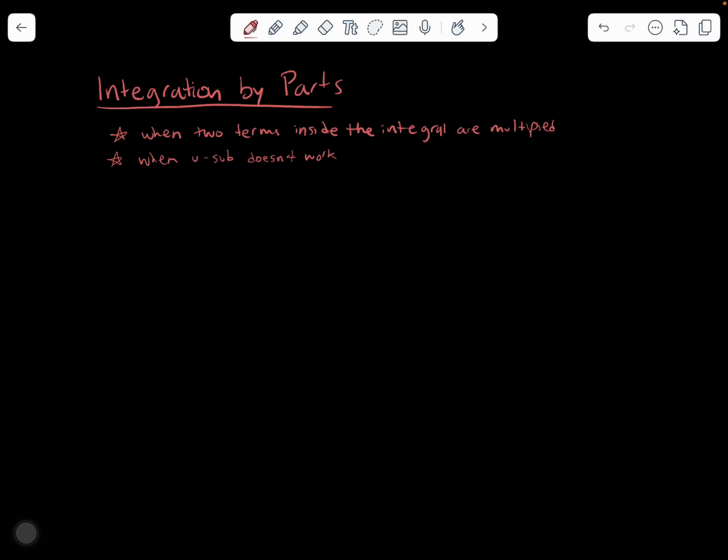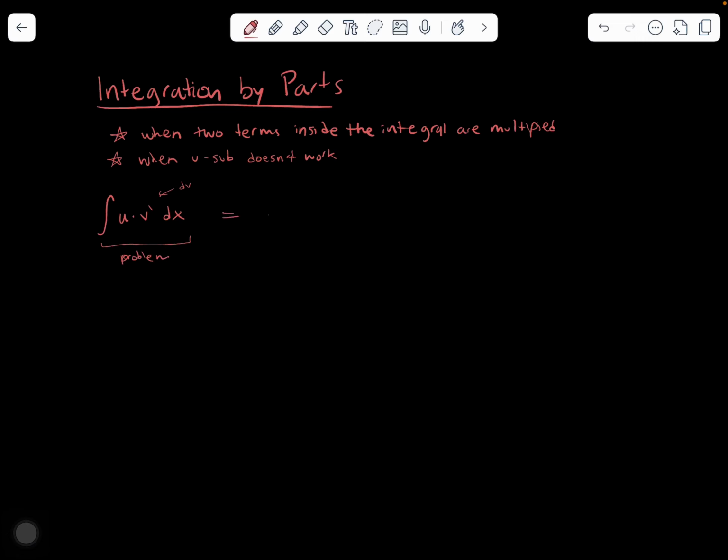Integration by parts can be done when you have two terms inside of the integral that are being multiplied, and it's going to be used when u substitution does not work. So if you're trying to solve a problem that's in the form u times v prime, being the same thing as dv dx, this is going to be a problem.